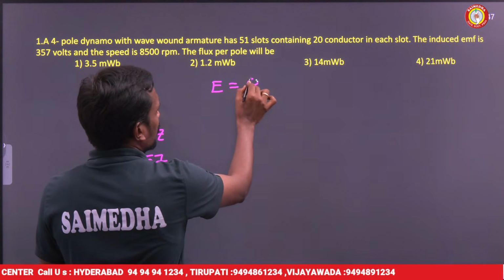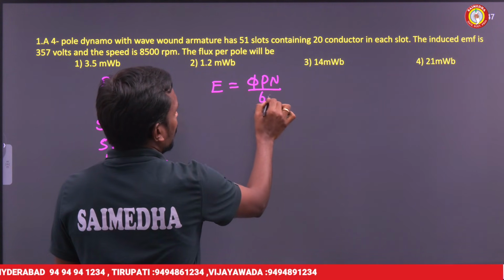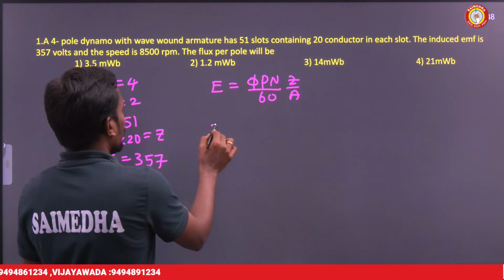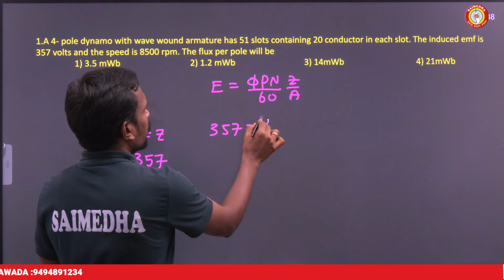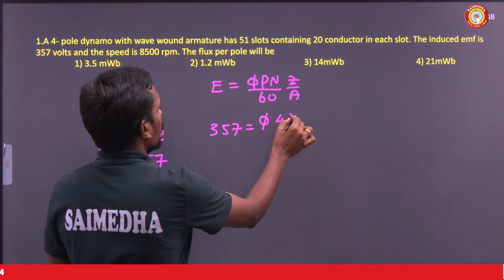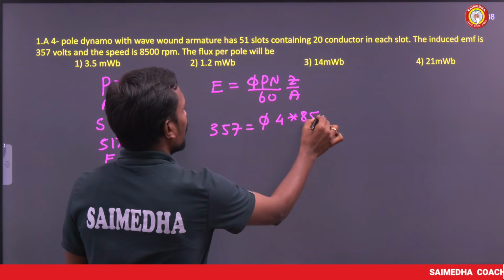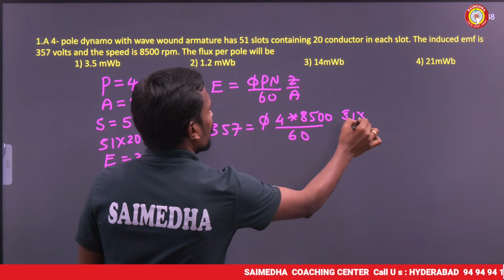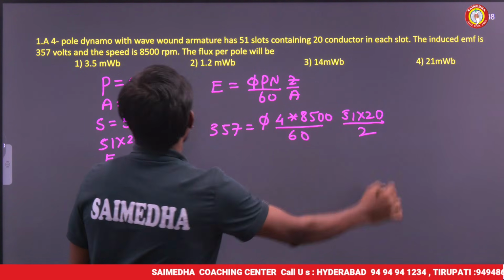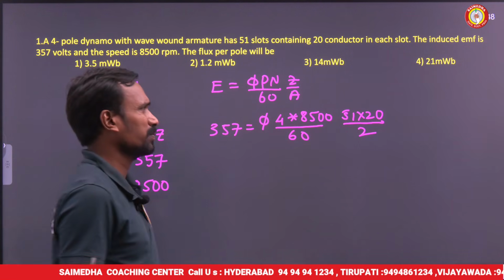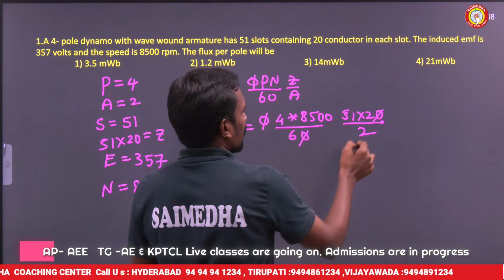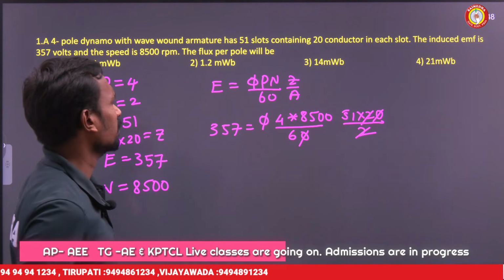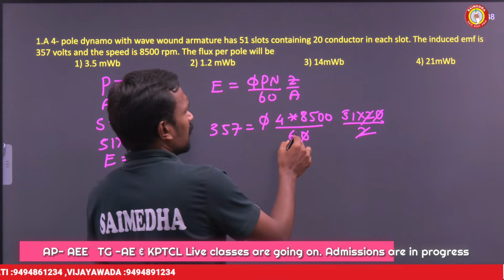What we know, E is equal to ΦPN by 60 into Z by A. The EMF is given as 357. Flux we need to calculate, poles 4, speed 8500 upon 60, into number of conductors 51 into 20, divided by the number of parallel paths 2 because of wave. Zero, zero cancelled, 2, 2 cancelled. So what next?